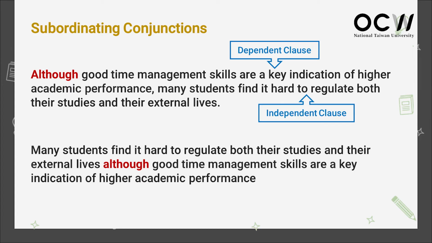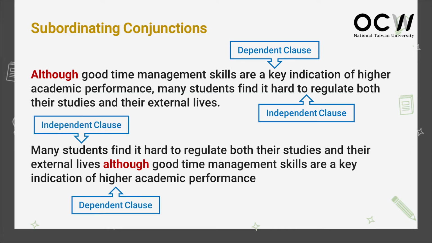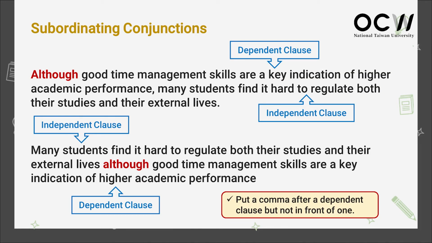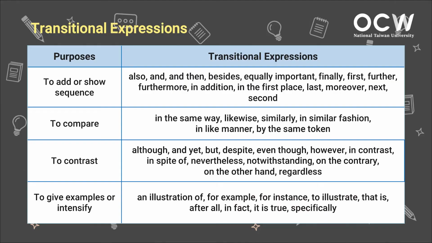Usually you will place a subordinate conjunction at the beginning of the sentence if you have the dependent clause at the start and the independent clause at the end of the sentence. When you're placing the subordinate conjunction in the middle, it's usually because you have the independent clause at the beginning and the dependent clause in the latter half of the sentence. Now, what you need to be aware of in terms of grammatical rules is that you need to put a comma after the dependent clause but not before it. So be aware.